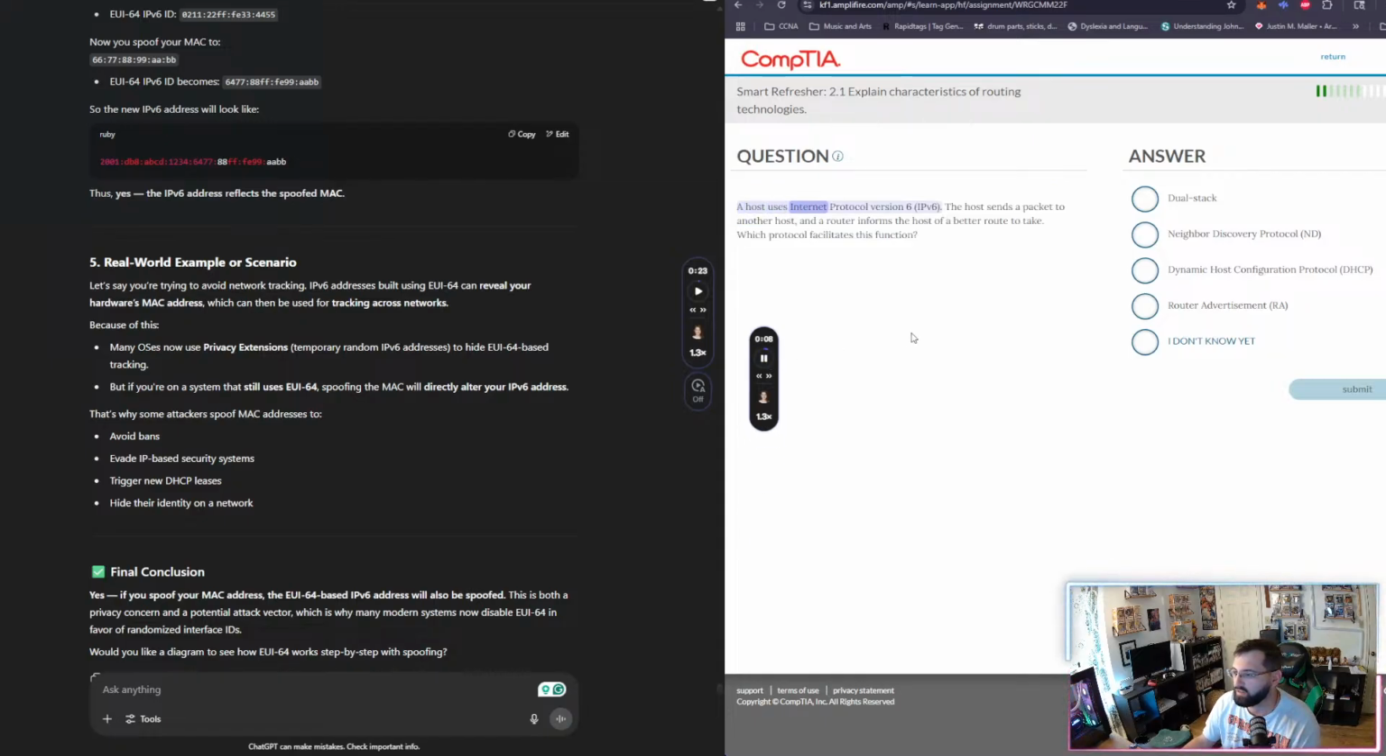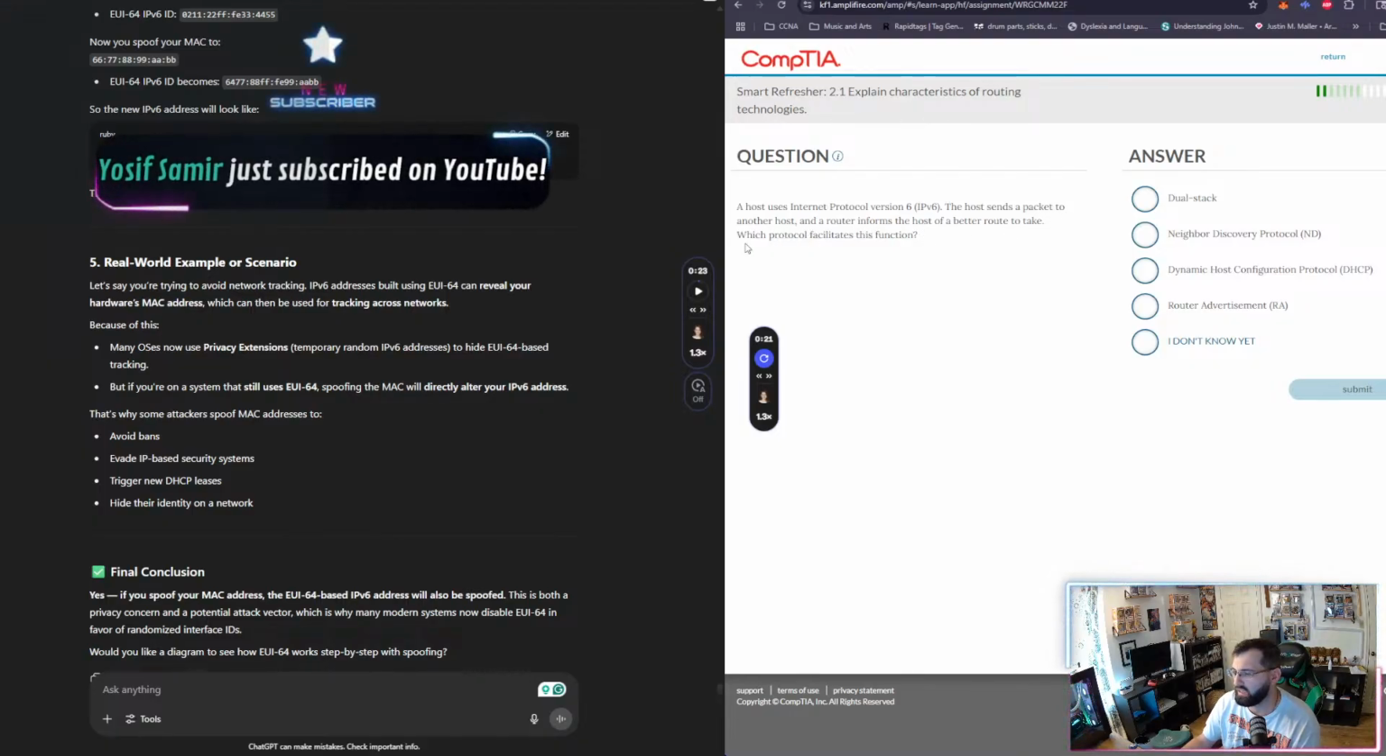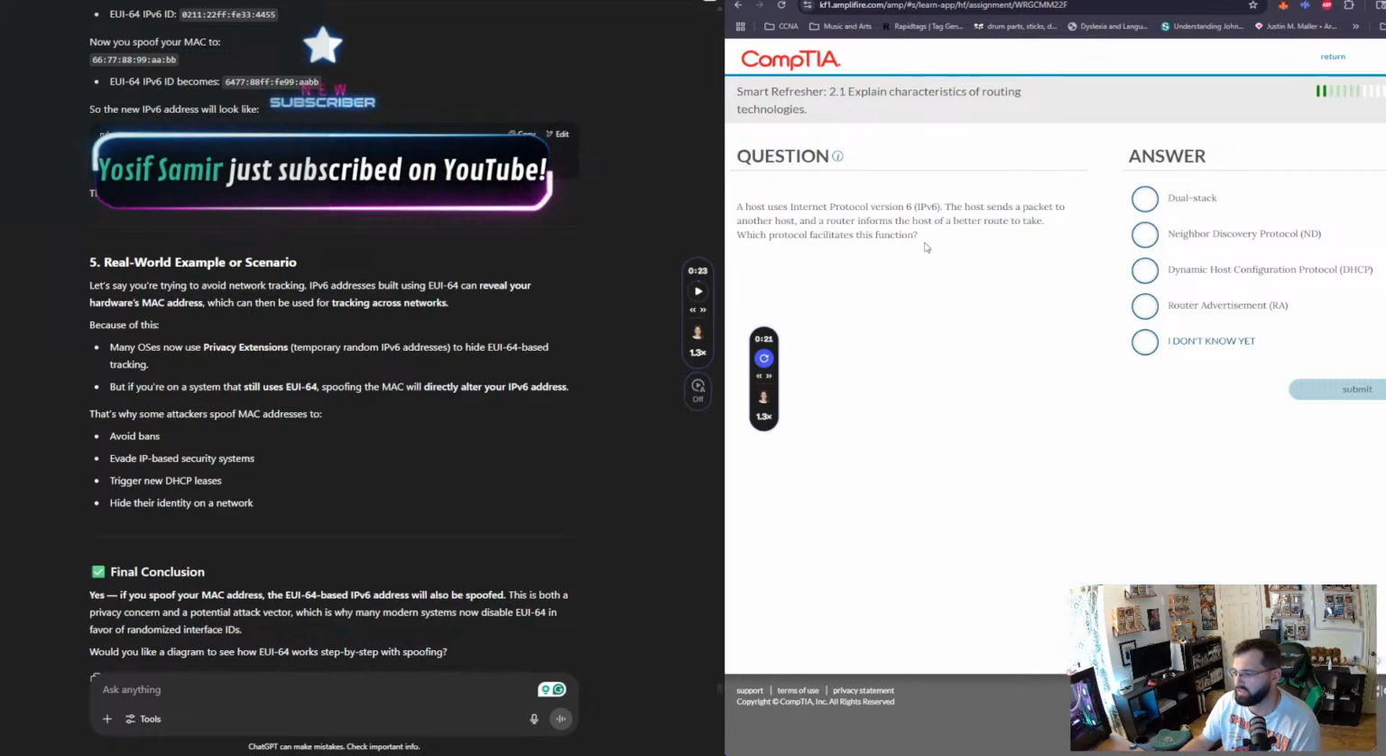A host uses Internet Protocol version 6, IPv6. The host sends a packet to another host, and a router informs the host of a better route to take. Which protocol facilitates this function? Okay, a host is using IP version 6. The host sends a packet to another host, and the router informs the host of a better route to take. Which protocol facilitates this information?